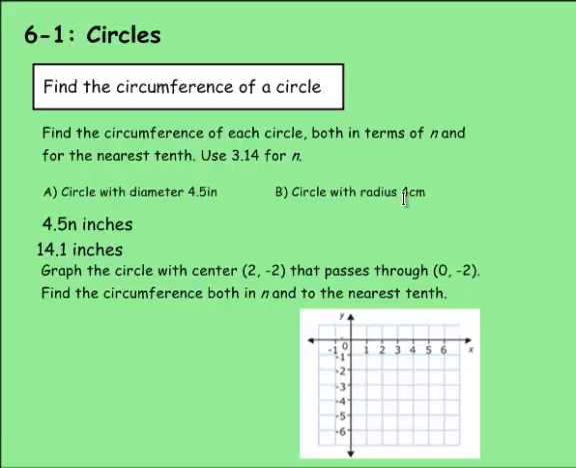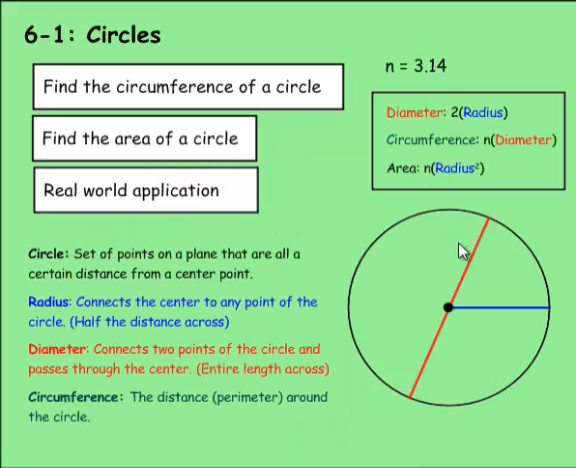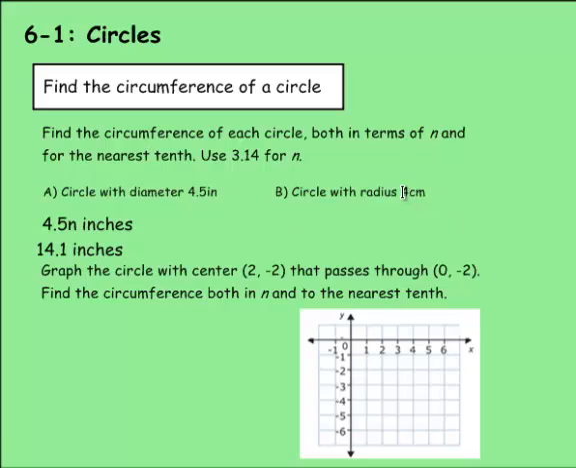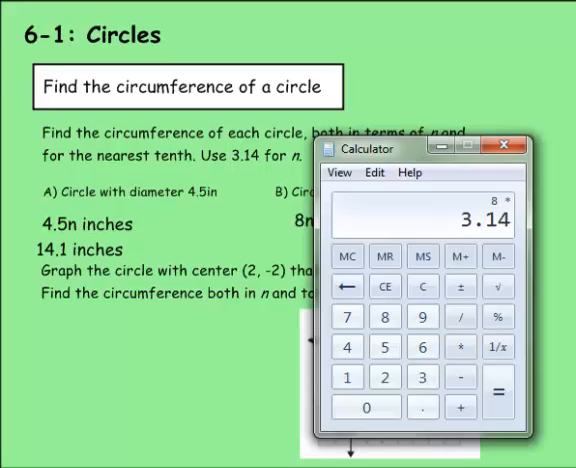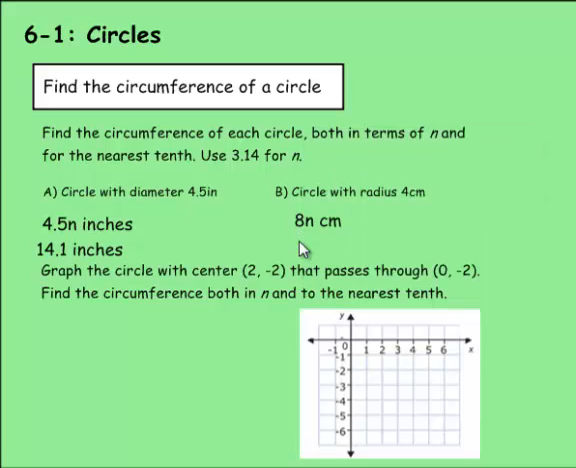Now we have a circle with the radius of 4 centimeters. It doesn't give us the diameter this time. We have to turn this into a diameter. If you remember that a radius is half the diameter, so you'd multiply 2 times the radius to get the diameter. So therefore our diameter would be 8 centimeters. Remember that circumference is diameter times pi, so we'll say 8 times pi centimeters. Then if we actually find that out, we would do 8 times 3.14, which would be 25.1 to the nearest tenth.